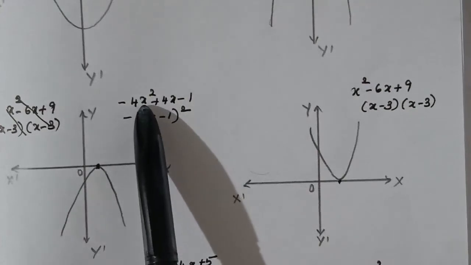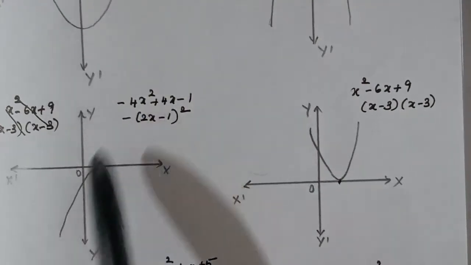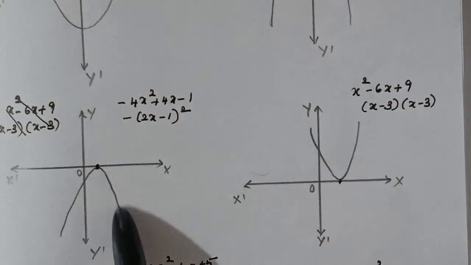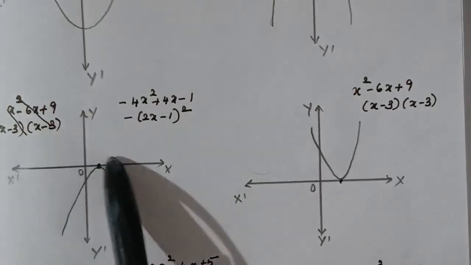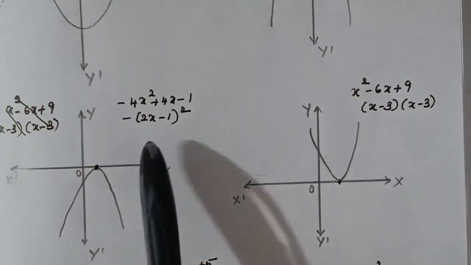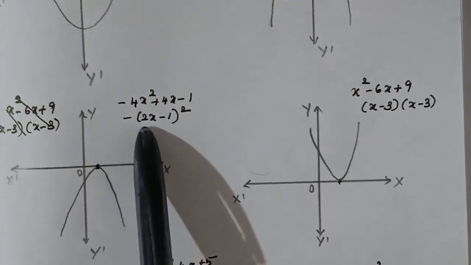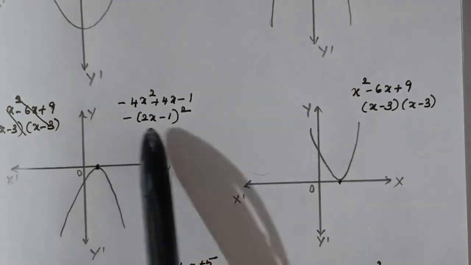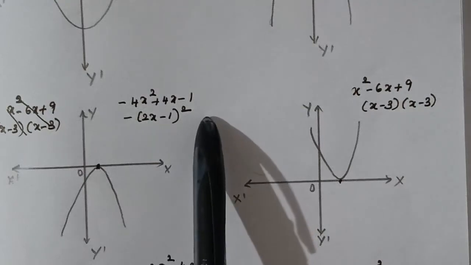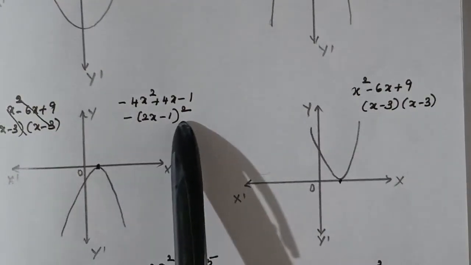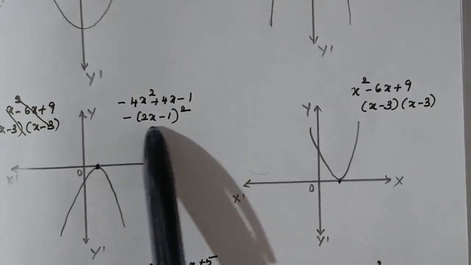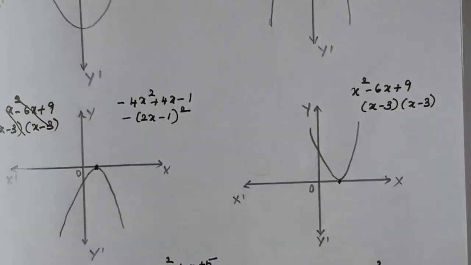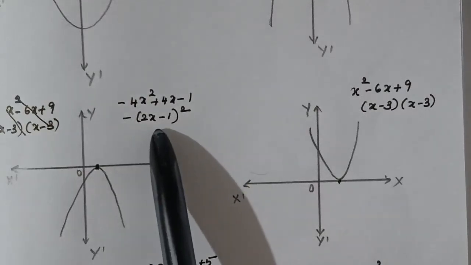So here an example is there, minus 4x squared plus 4x minus 1. Here what is the coefficient of x squared? Minus 4. See, the graph of this polynomial will look like this. That is, it will open downwards. And after factorization, you can see that we can write it as minus of 2x minus 1 into 2x minus 1, that is minus of 2x minus 1 the whole squared. This shows that it has got two equal zeros.